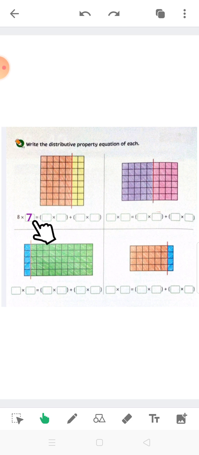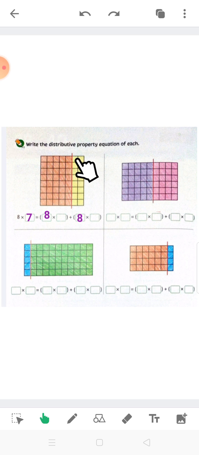Then I will repeat. The rows are fixed, don't change. I will repeat the number of rows here and here. Okay? Then in the first shape, I will cut it into 2 parts. The first part in orange and the second part in yellow. Okay. 1, 2, 3, 4, 5. So I will write 5.